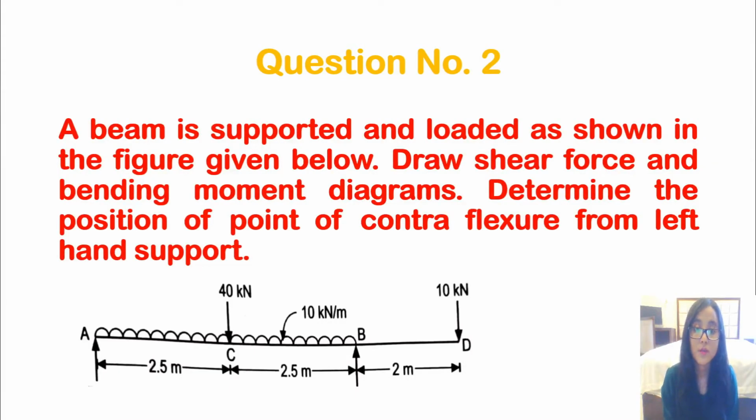Let's solve the second numerical for today's session. A beam is supported and loaded as shown in the figure given below. Draw shear force and bending moment diagrams. Determine the position of contraflexure from the left-hand support. So we need to draw a shear force and bending moment diagram for this overhanging beam and also find the point of contraflexure. So let us get started.